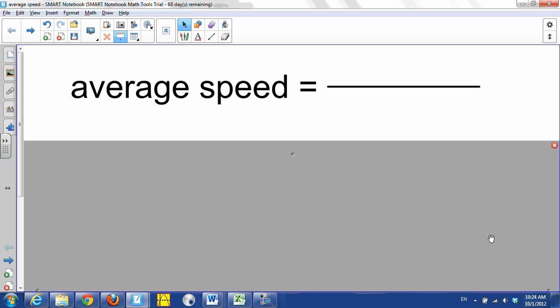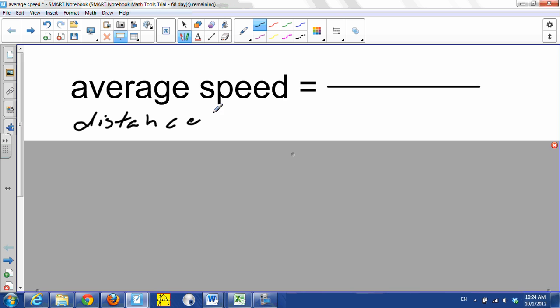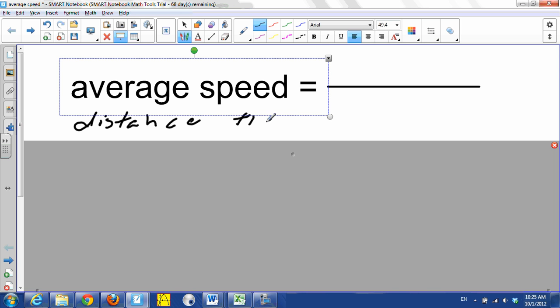I didn't have this plan ahead of time before I started recording, so I'm just going to write. Hopefully, you think the distance that was covered would be a factor in determining how fast someone was driving or running. And obviously, the other variable involved in calculating average speed would be the time that it took to cover that distance.